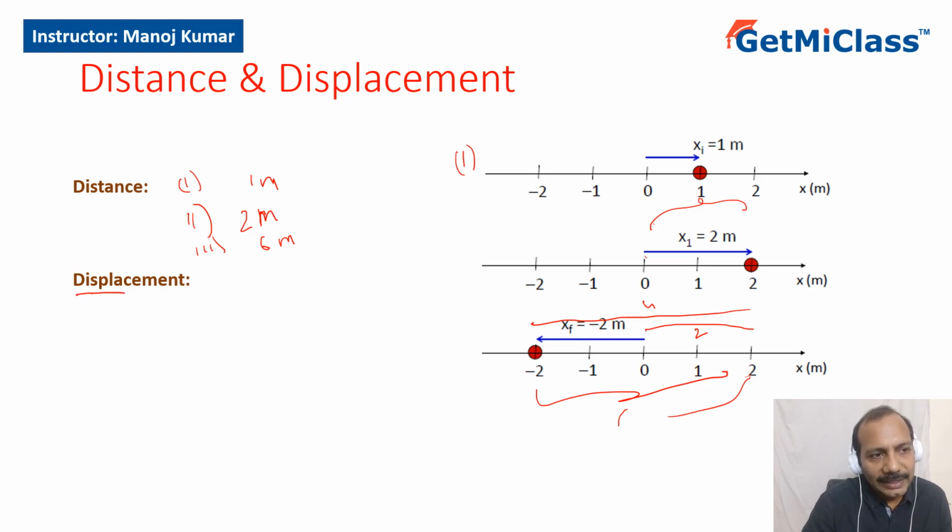Now let's look at displacement. First case, final position is 1 meter, initial position is 0. So displacement is final position minus initial position, that is equal to 1 minus 0, that is 1 meter.